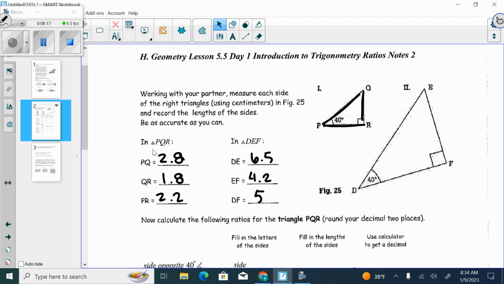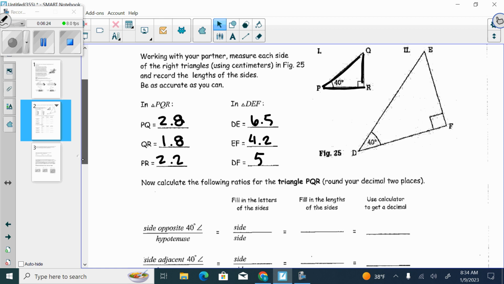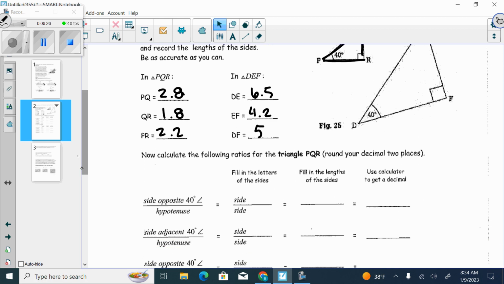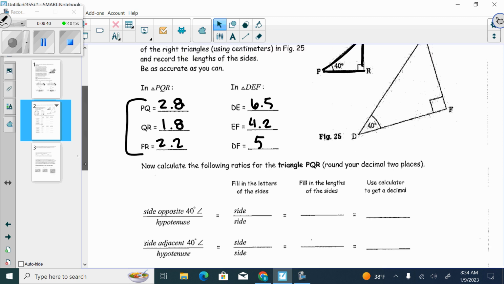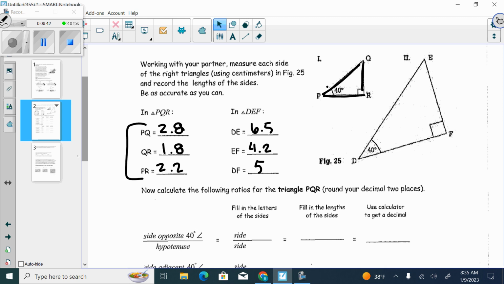Okay? All right. So now that we have side lengths for each one of these, it says we are now going to calculate the ratios. So first we're going to start with PQR. So I'm only looking at these three measurements right now. It says first we want the side opposite of the 40-degree angle. So if I look in my picture, which side is opposite the 40-degree angle? QR. And what did we say the measure of QR was?